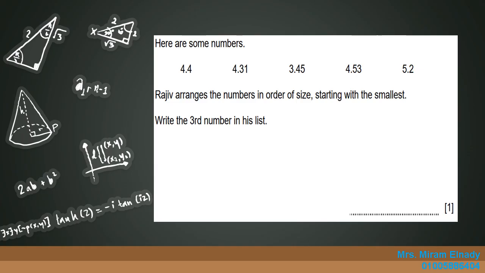Here are some numbers. We need to arrange these numbers in order, starting with the smallest. Which number will be the third? So step 1, I need to arrange the numbers. Then I need to search for the third number. So the smallest number is 3.45, then 4.31, 4.4, 4.53, and the last number, the greatest number, is 5.2. Which number will be the third? We already put the numbers in order, so it's easy for us to know it's 4.4.